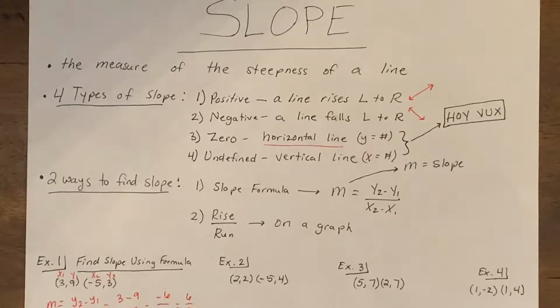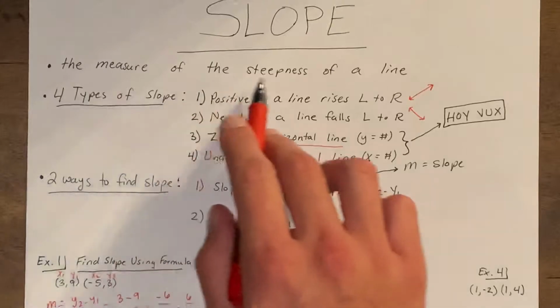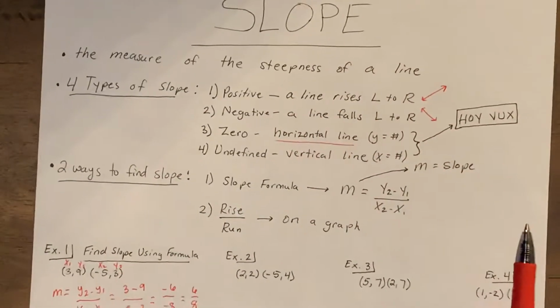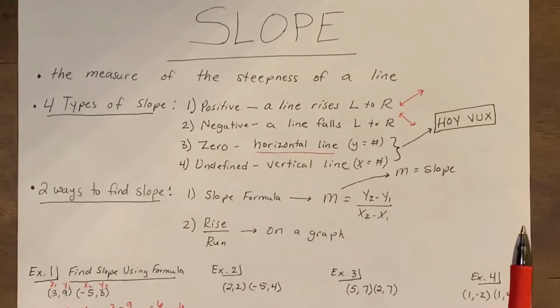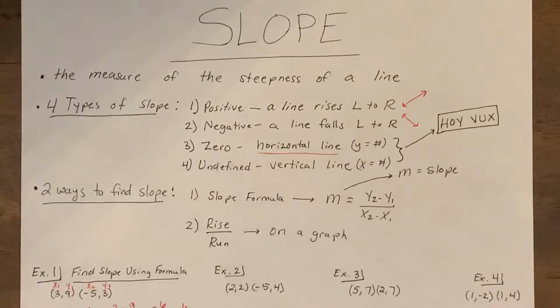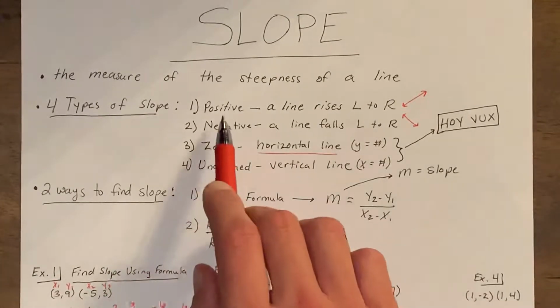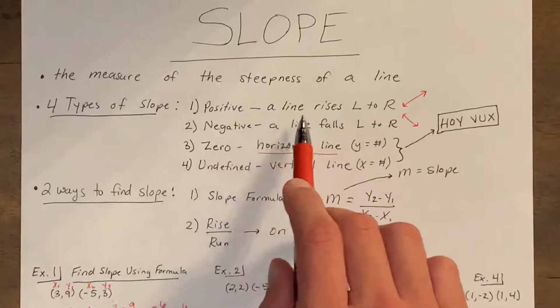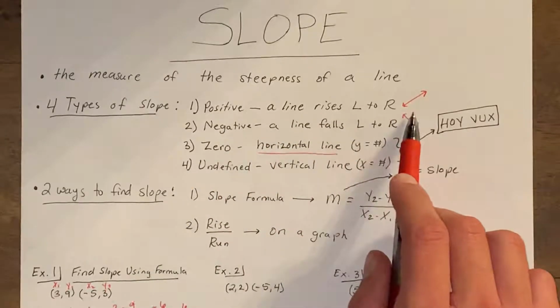First topic that we learn about in Unit 2 is slope. Now, slope is the measure of the steepness of a line. And the line we're talking about is going to be on a linear equation, or just a graph that is a straight line. And there's four types of slope. The first is positive. Positive is where we have a line that rises from left to right. It would look something like that.